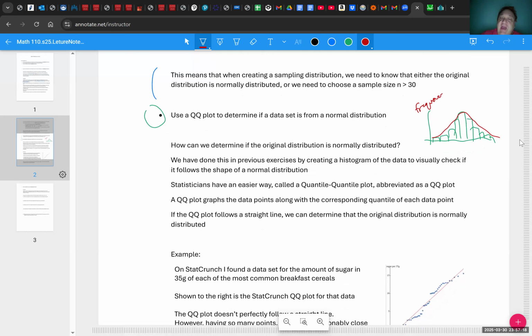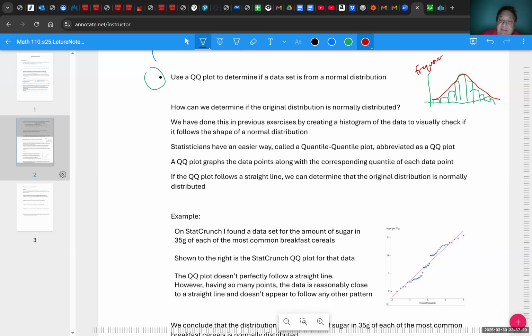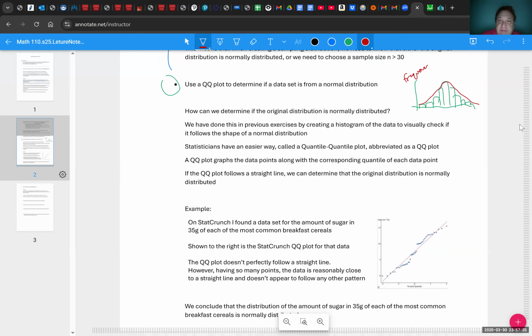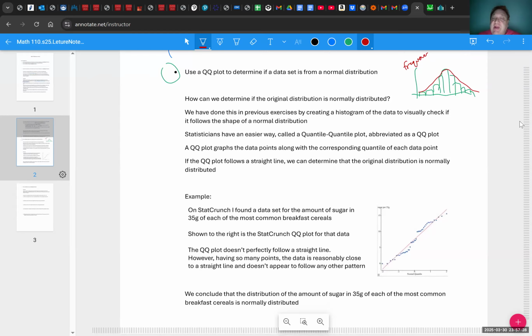So I went to StatCrunch and I just pulled up an example. Let me zoom in a little bit so you can see more. Or I can zoom out, sorry. I found a data set for the amount of sugar in 35 grams of each of the most common breakfast cereals. They chose 35 grams because that's about a serving size for a lot of cereals, but they standardized it for every cereal. So 35 grams, how much sugar is in each of the most common breakfast cereals? And I made a QQ plot on StatCrunch and I pasted it here.